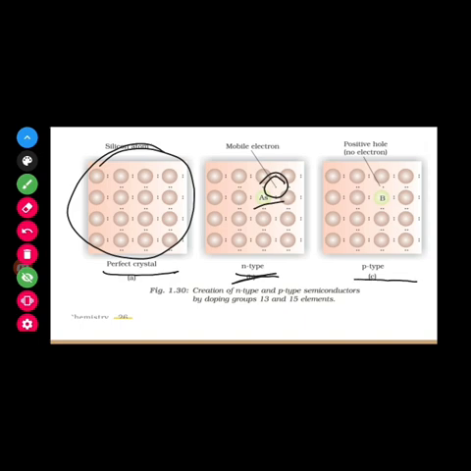Next, moving on to the P-type semiconductor. Boron is the impurity used. You see here you have a hole. Electrons from the neighboring atoms can move to these holes. It appears as if holes are positively charged, moving in the opposite direction to that of electrons. That is why you call it a P-type semiconductor.